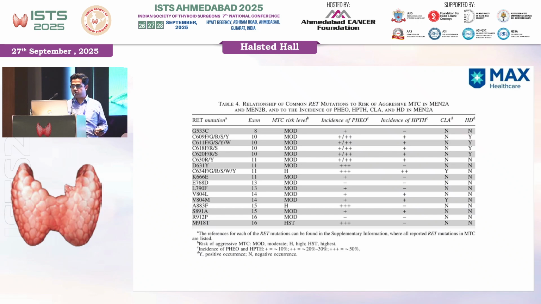This just talks about which is the highest risk level. So 918 out here is at the highest risk, and there are even 50% chances of having FEO along with it. Triple plus means 50% chances. So FEO may be present in these cases. Along with that, the next high risk would be the 883 and 634 mutations.